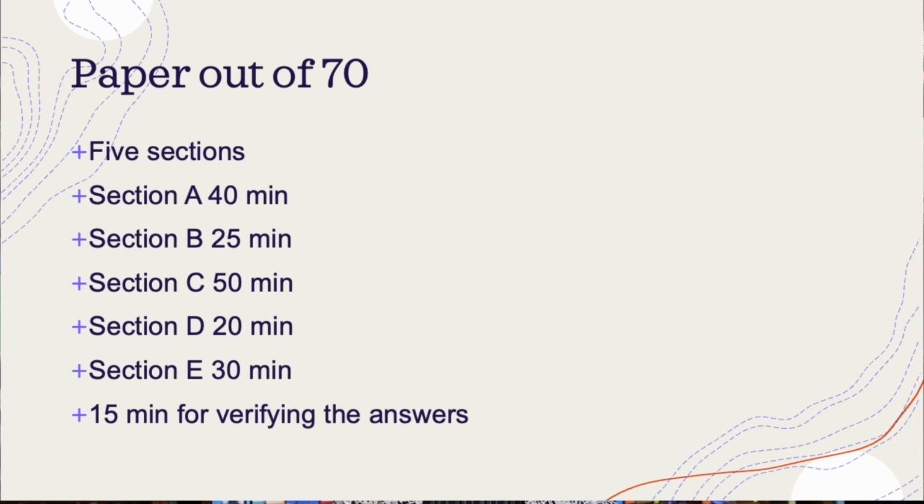Bear in mind, section C, let us not take more than 50 minutes. Section D, 20 minutes. And section E should be completed within 30 minutes. So that towards the end of the paper, we comfortably get 15 minutes for verifying your answer paper.